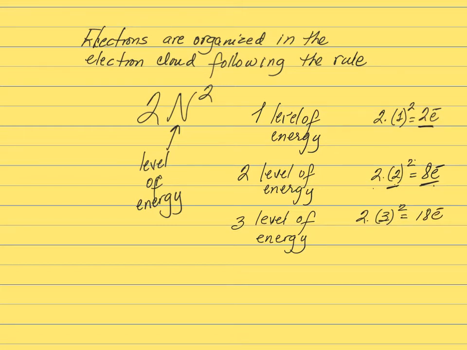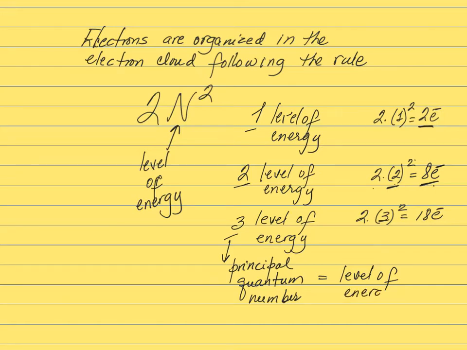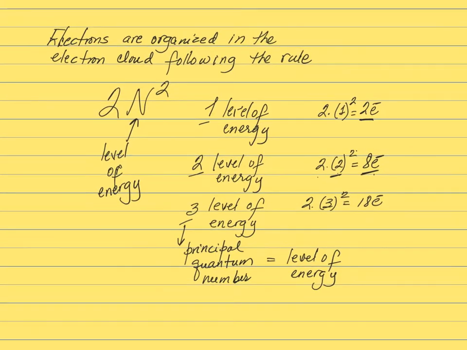Is it 18? 18. And this is the most important lesson. 1, 2, 3, that's the principal quantum number, the quantum number that at the same time is the level of energy. Questions about that? No? Okay. But this is too easy.